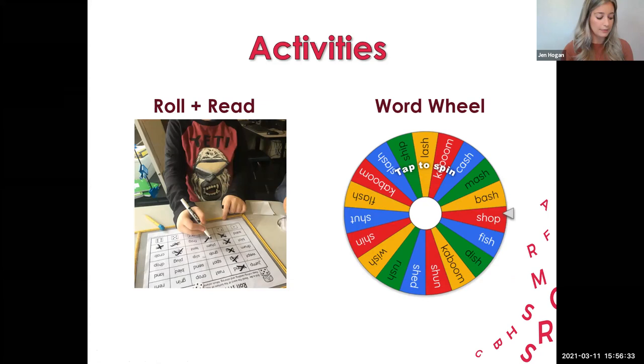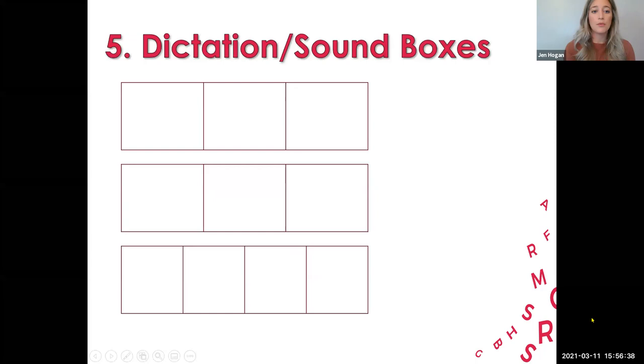Once they're through with some interactive practice, you want to move into some type of encoding routine to give the students practice. So a dictation or sound boxes. Encoding boxes are such a powerful tool. I didn't really realize how many different ways I could use them. And I think I'm still learning. Every single time I find a new way to do it, or I see somebody else and I borrow their idea.